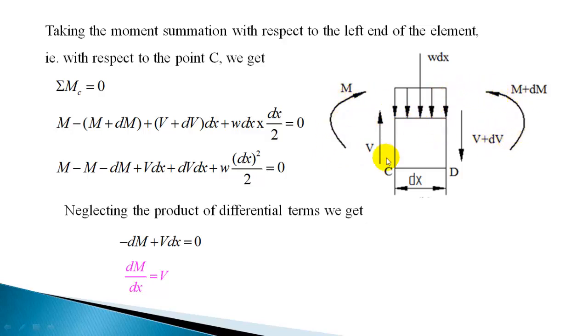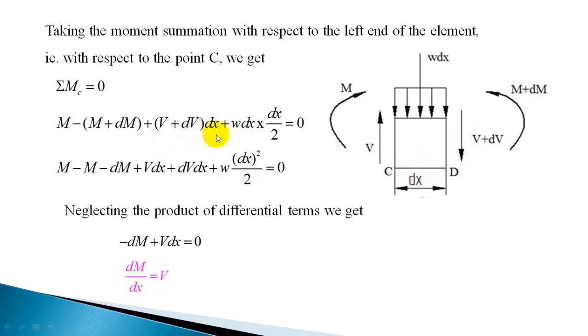Now this force V is acting on this face, so it is passing through point C, and the moment of this force is 0. I have shown some distance, but it is acting on this face, so the moment of V is 0. Now V plus dV is producing a clockwise moment with respect to point C, and that moment is (V plus dV) into dx.